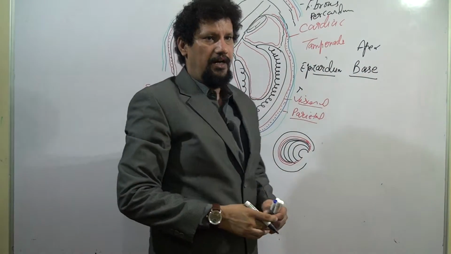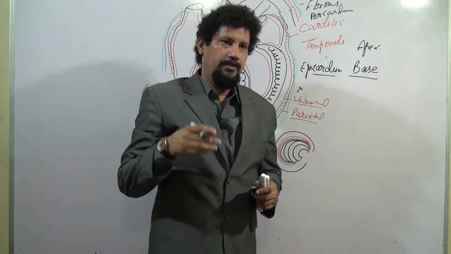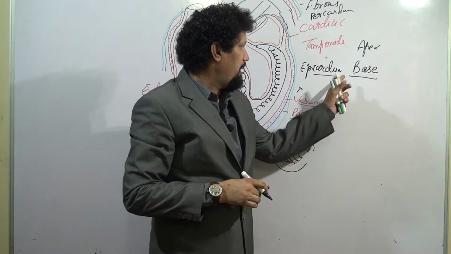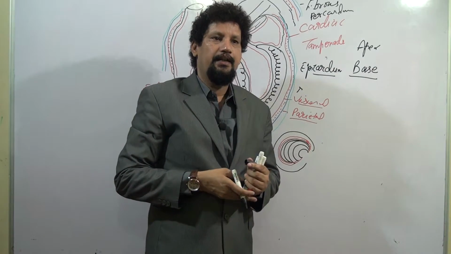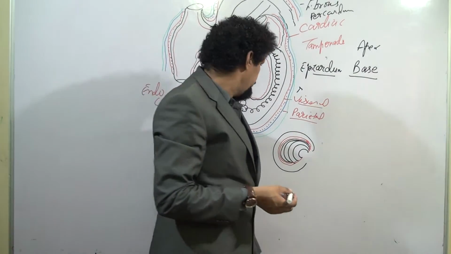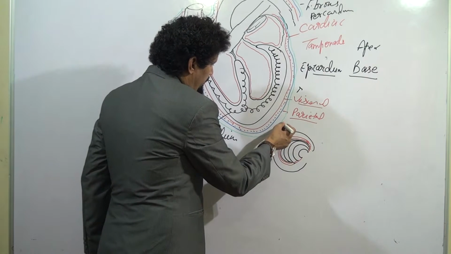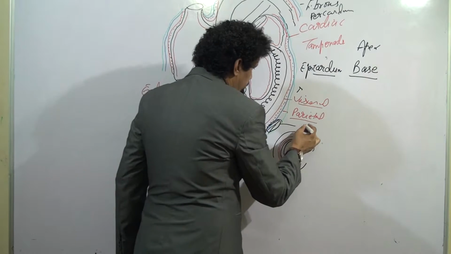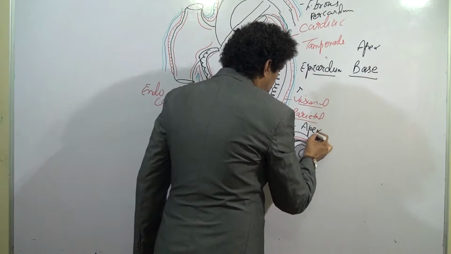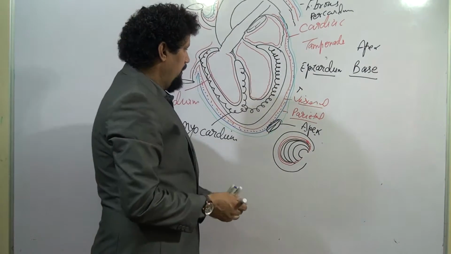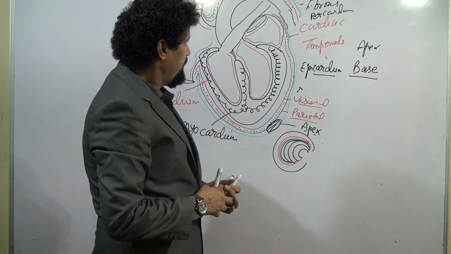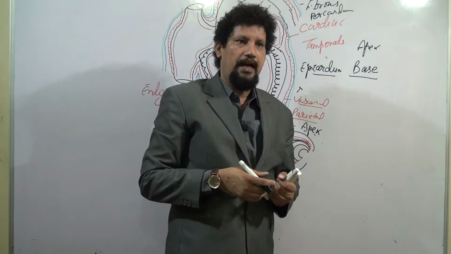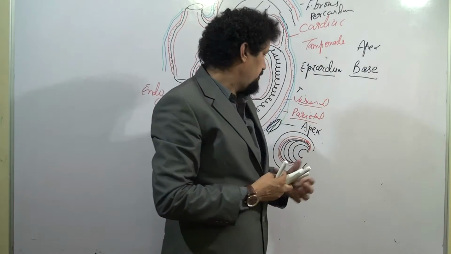The apex of the heart is directed towards the left and inferior part of the heart and it is formed by the left ventricle. So the apex of the heart is formed by the left ventricle and it is directed towards the left and inferior part of the heart.